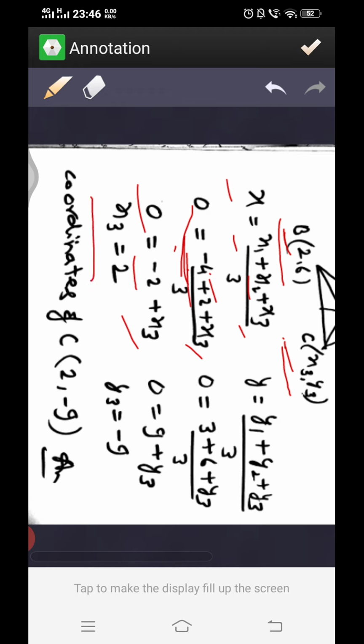Similarly we do this side, (y1 plus y2 plus y3) upon 3. This 3 multiplied by 0 becomes 0. The values of y1, y2 and y3 will remain, y3 only. So 3 plus 6, that is 9, plus y3. Therefore y3 equals -9. It means the coordinates of vertex C, that is (x3, y3), are (2, -9).